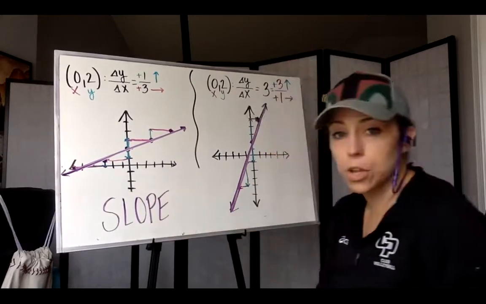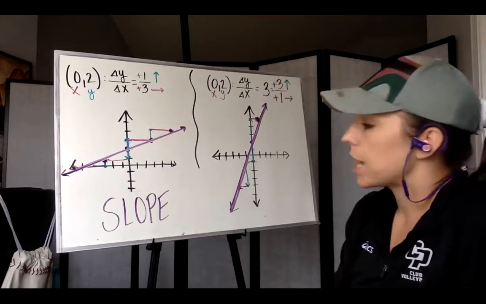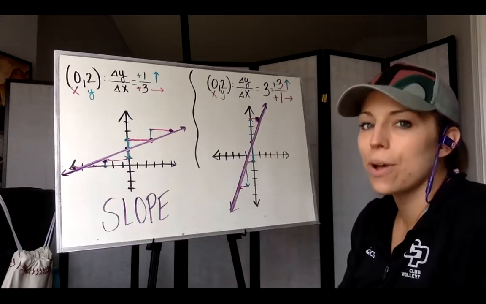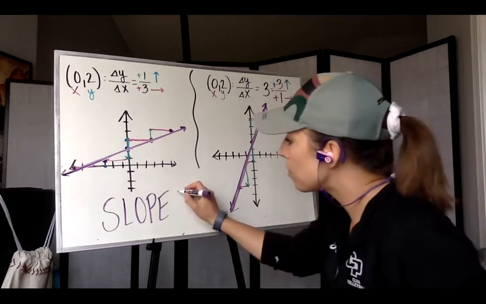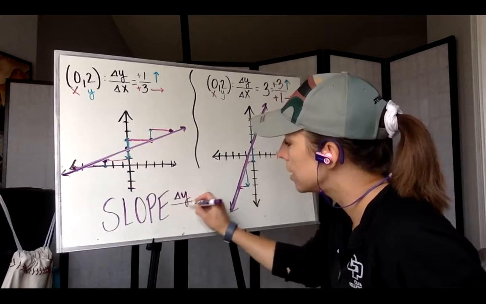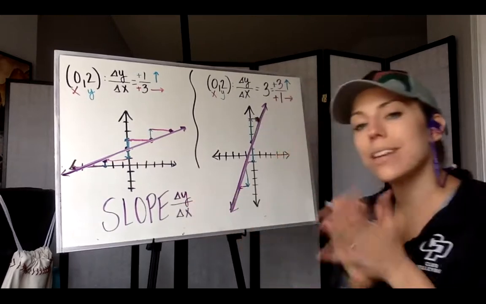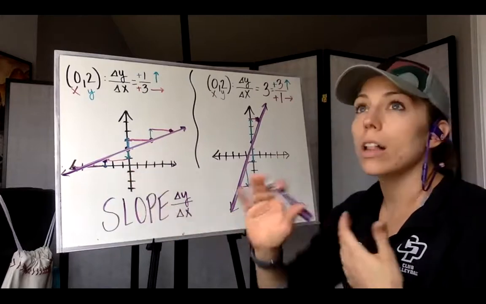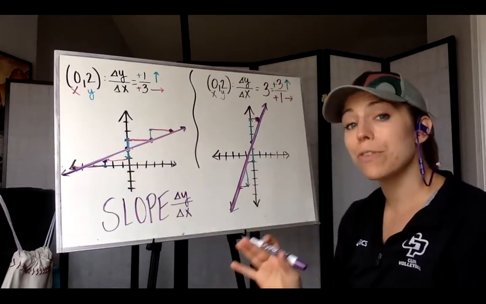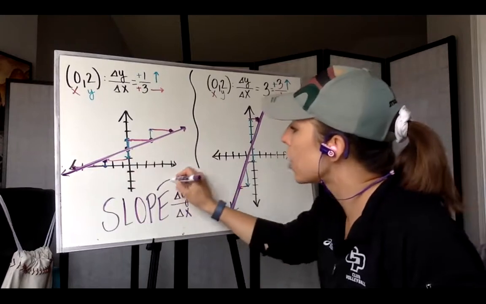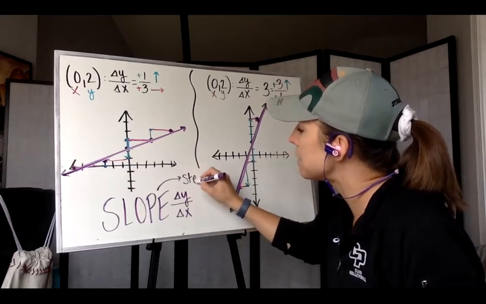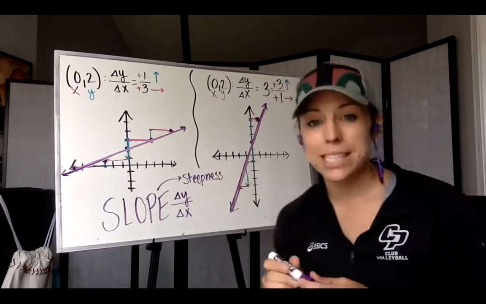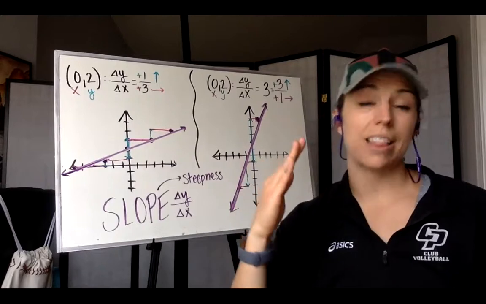I'm sure you've heard of slope before because you have seen it in your 8th grade math classes. Slope is the same ratio as rate of change. Slope is change in y to change in x. But here's the difference. We don't call it rate of change because slope refers to something very specific. Slope refers to the steepness of a line. Steepness means kind of like your angle of elevation.